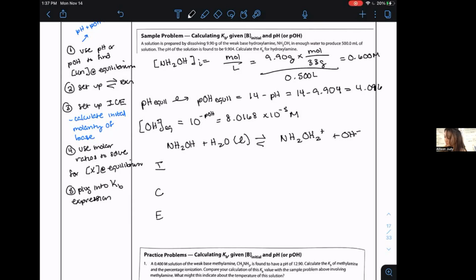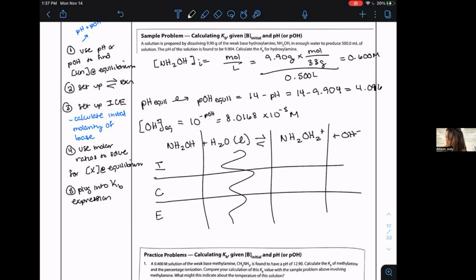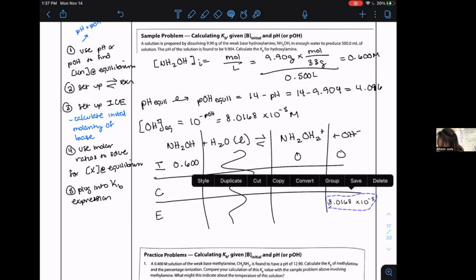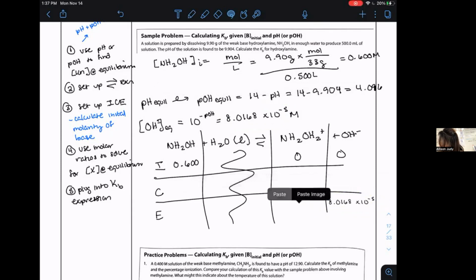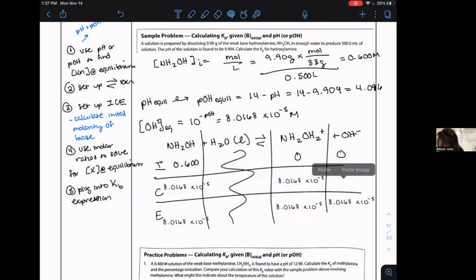So you set up your ICE table. You are told the initial, which you solved for, 0.600, and 0, 0. Then you know the value at equilibrium for the OH minus. You just copy and paste it in everywhere, and that's going to be added, or subtracted for the reactant.